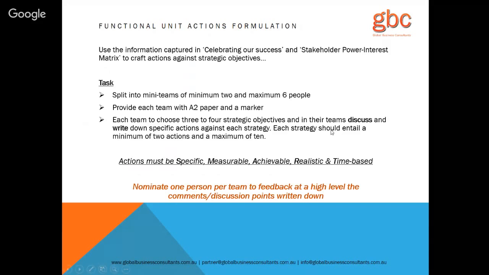In their teams, they should discuss and write down specific actions against each strategy. So for each strategy that the team has selected, they have an opportunity to discuss the strategic objective and develop actions that, once achieved, mean you achieve your strategic objective. And if you achieve your strategic objective, that's achieving part of the company objective. Each strategy should entail a minimum of 2 actions and a maximum of 10. In our experience, we generally see strategic objectives ranging from anything between 2 and 10 actions.